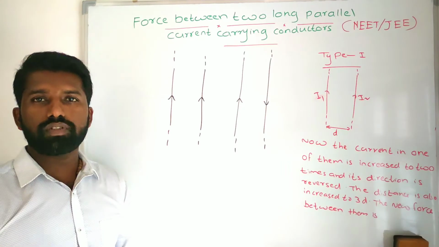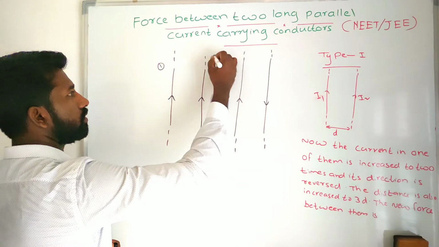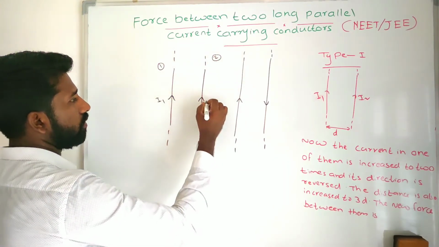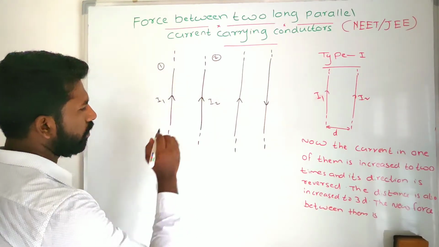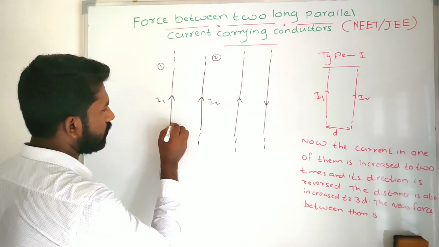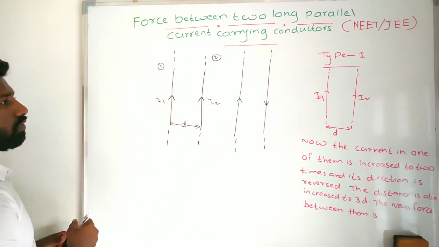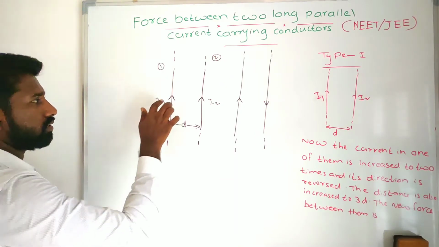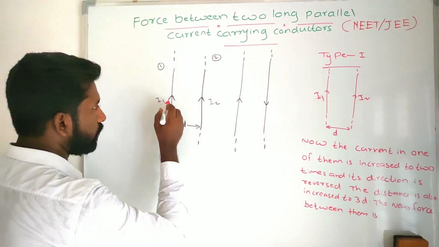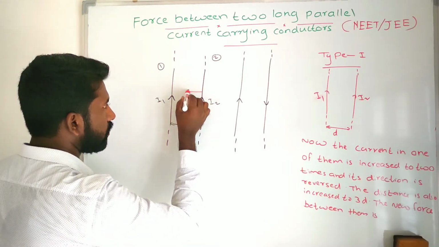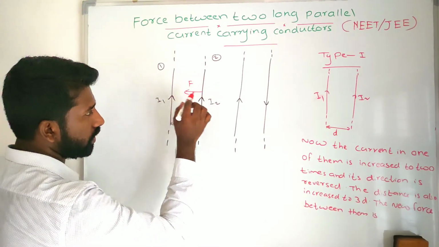Okay. Now we will see how much the force is. Consider this is the first conductor and this is the second conductor. The current through this is I1 and the current through this conductor is I2. Okay. And consider these two are placed d distance apart. Then the force between them, that means this first conductor attracts the second conductor toward this. Here the force is acting on the second conductor.